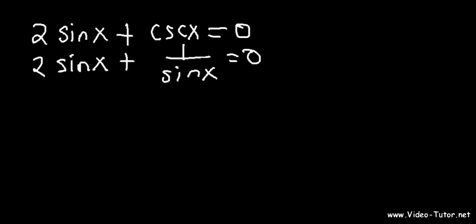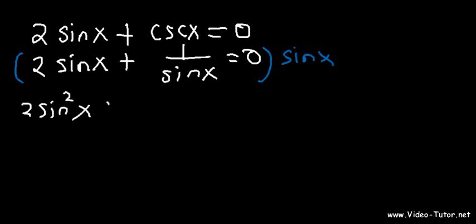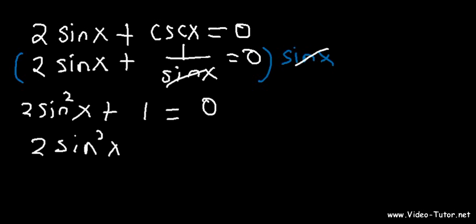What we need to do is multiply both sides by sine. 2 sine x times sine is 2 sine squared x. 1 over sine times sine, the sines cancel, so we just get 1. And 0 times sine is 0. So this is what we now have. So if we subtract both sides by 1, 2 sine squared is equal to negative 1. And if we divide by 2, sine squared equals negative half.